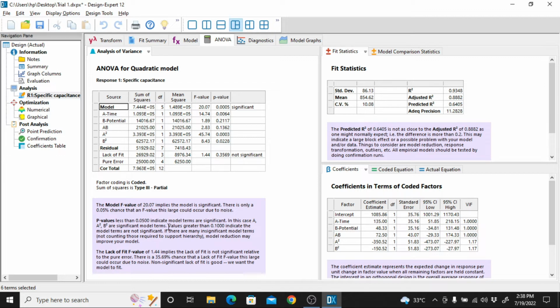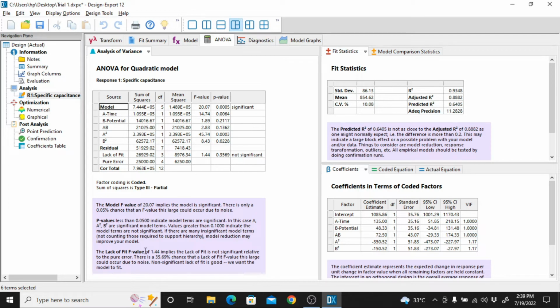It means that we have two parameters: parameter A is time, B is potential. In this case, A square and B square are significant model terms. So you have a lot of model terms: A, B, AB, A square, B square. In this case, only A square and B square are significant. So it's a good result, but it's not very good. At least you should have significant model terms A and B, because you want to see the correlation between A and B. In this case, your A and B are not significant, so you might do something about this model. I will explain later about that.